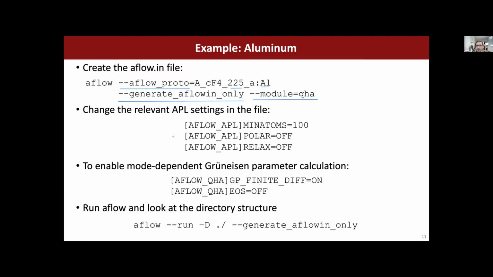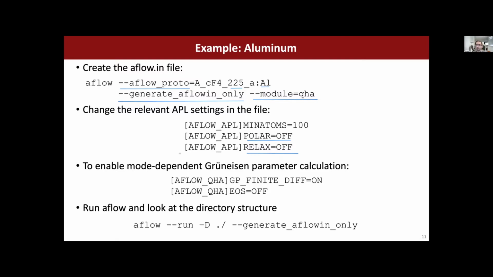Please keep in mind that QHA depends on APL, so you also need to specify APL settings, and you can change them accordingly. In our case, we don't need polar corrections, and we don't want to do relaxation, so we can switch it off.